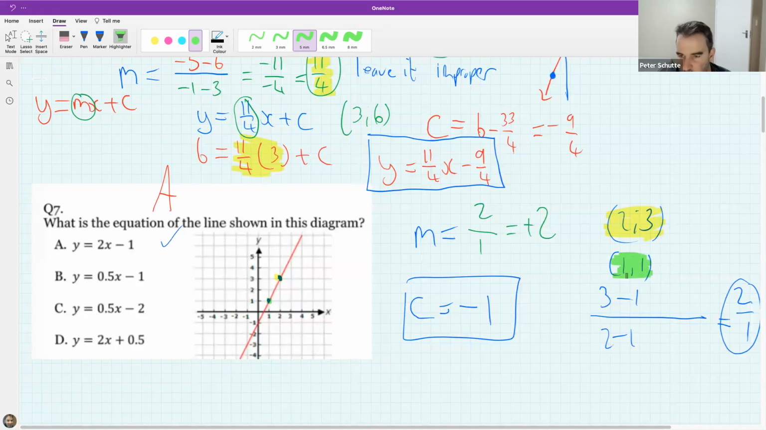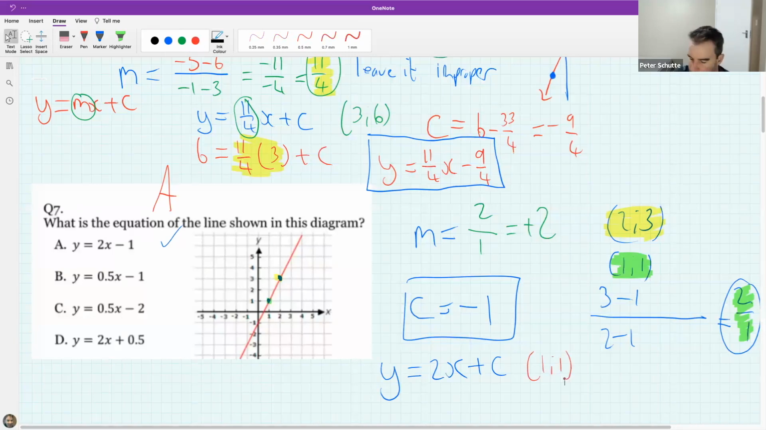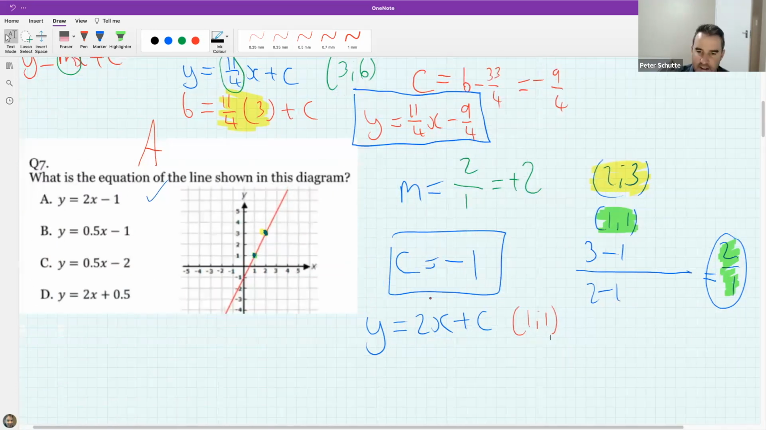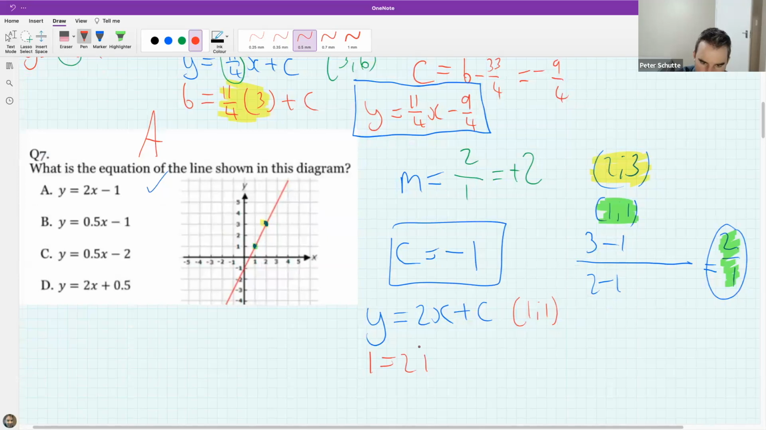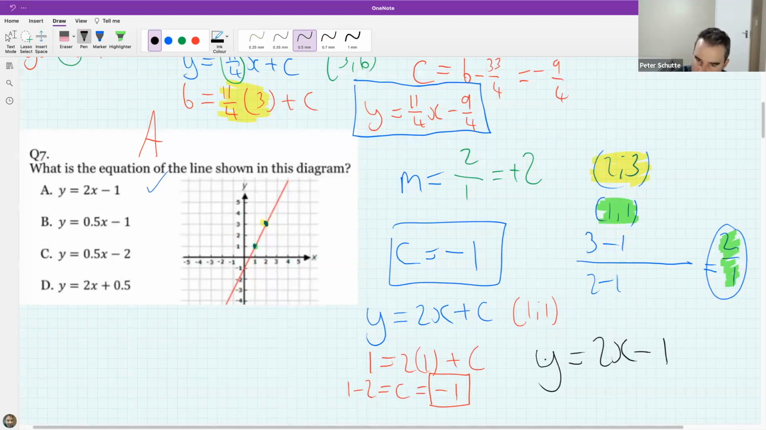Now, you can use exactly the same process as we did before, where we find the gradient, and we found that the gradient was 2. Then you would get 2x plus c, and we choose a point on the line. I'm going to choose the point 1, 1 because it looks nice and simple. If I sub it in, then to get c by itself, I see that c is -1. So using the process from the last one, it's 2x minus 1.